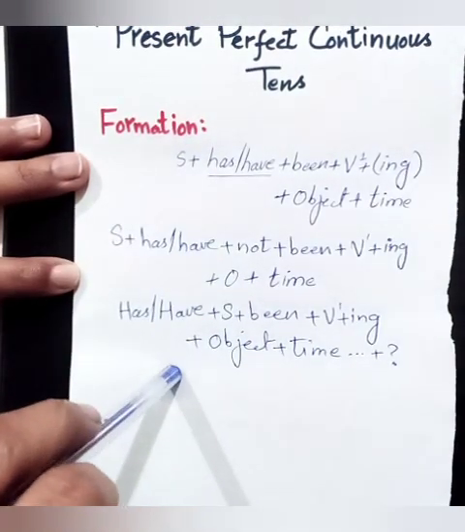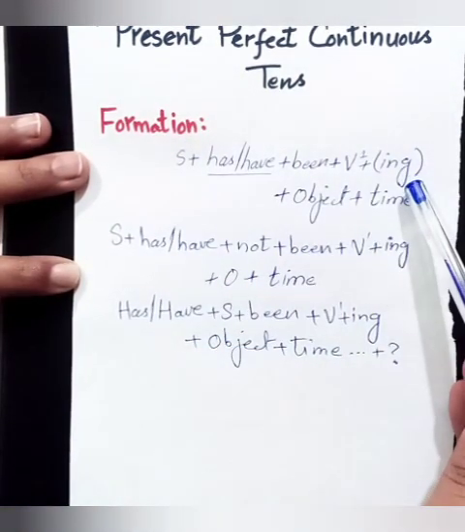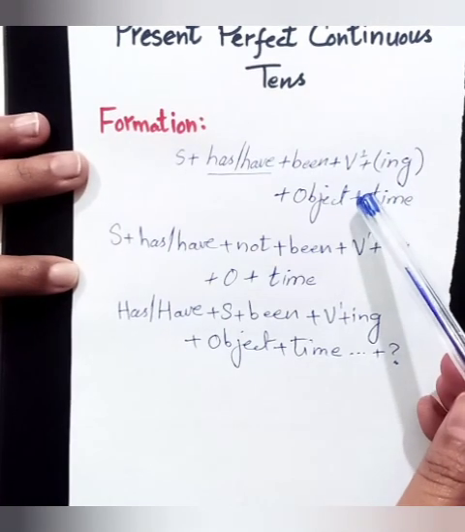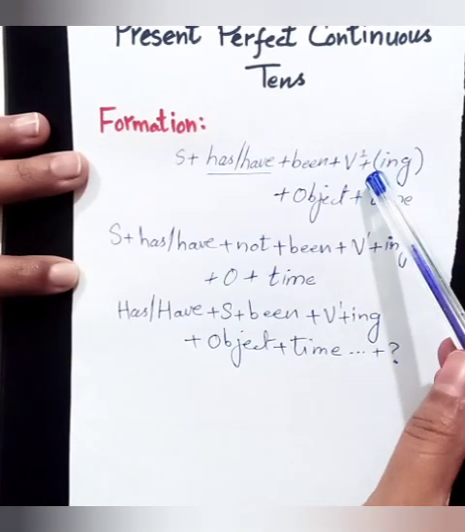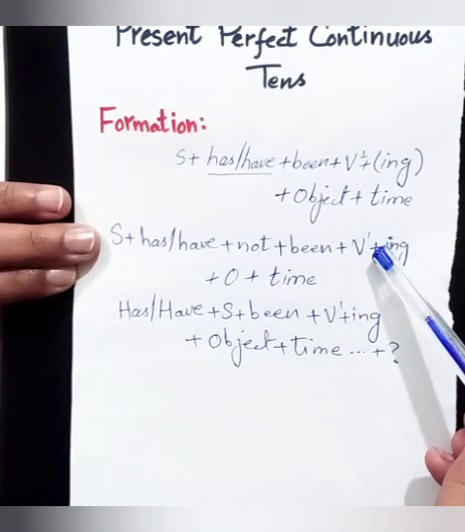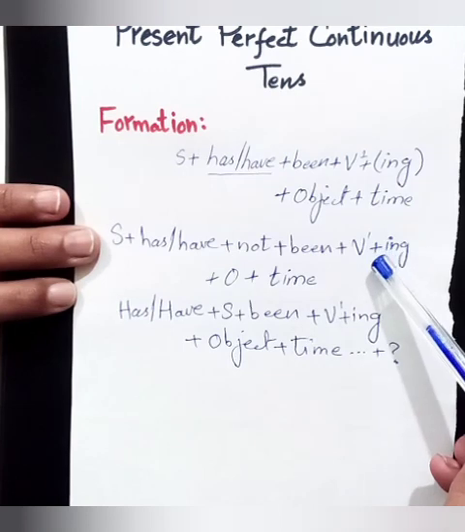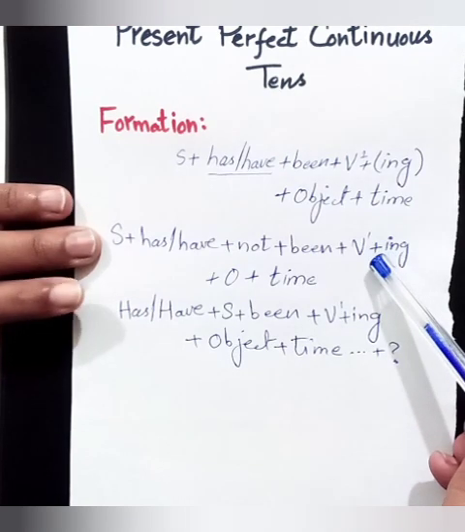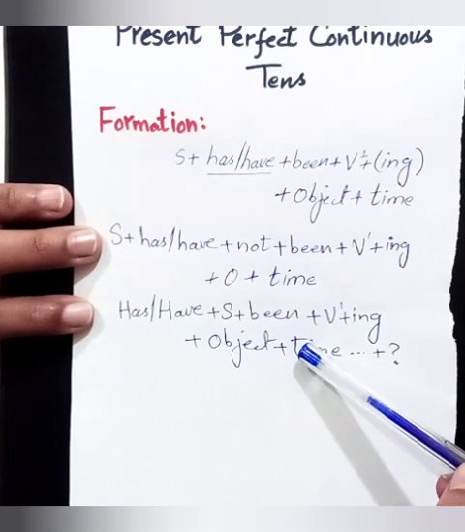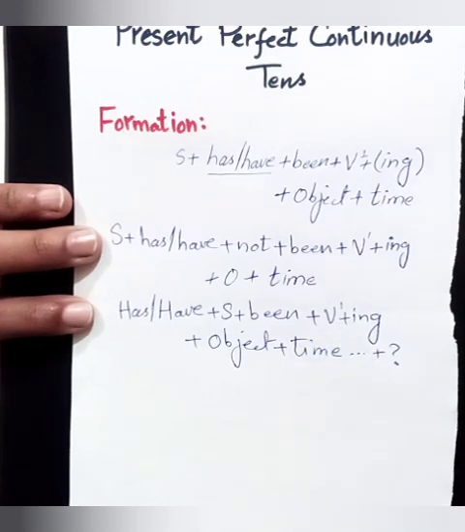These are the formations. The first one is for affirmative sentences, or in simple words we can also say for simple sentences. This is the formation of affirmative or simple sentences, right? This is the formation of negative sentences. And this is the formation of interrogative sentences, right?